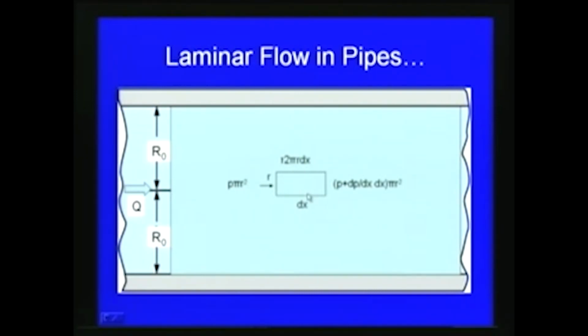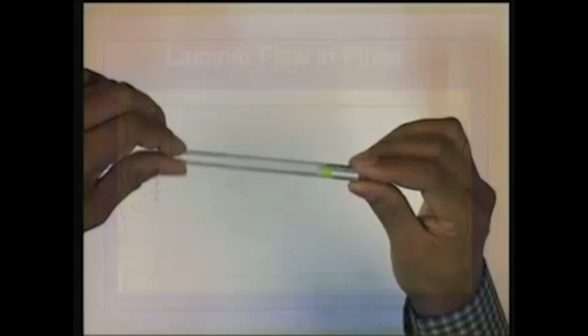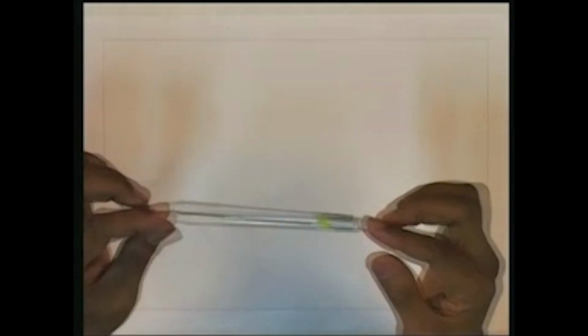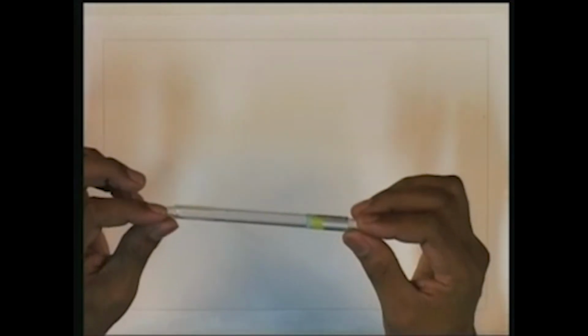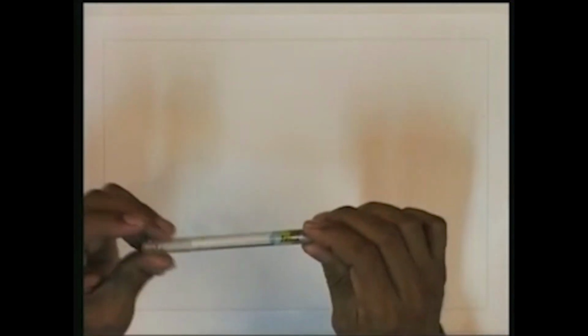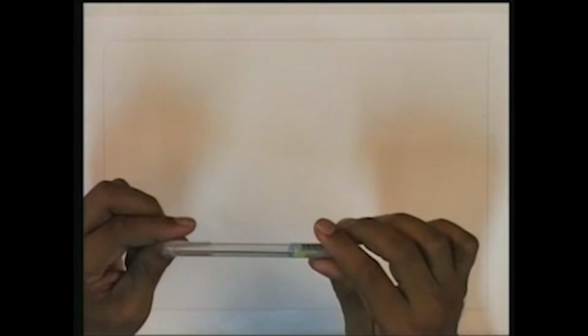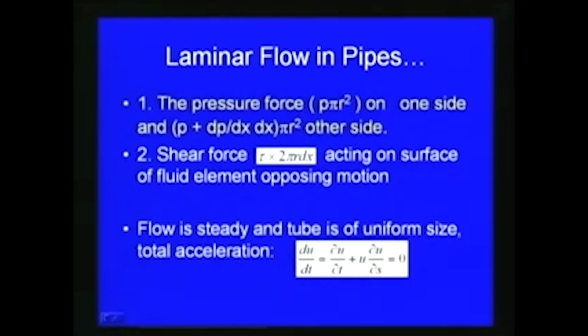In this particular case, the pipe is considered as a horizontal pipe. If the pipe is in an inclined position, then we have to consider the gravitational effect also. That will be considered later, but at present we are considering the pipe horizontal, and we are deriving an expression for the velocity. That is our aim.